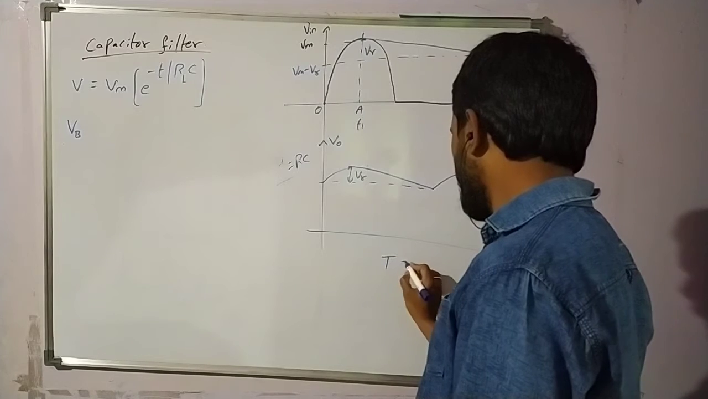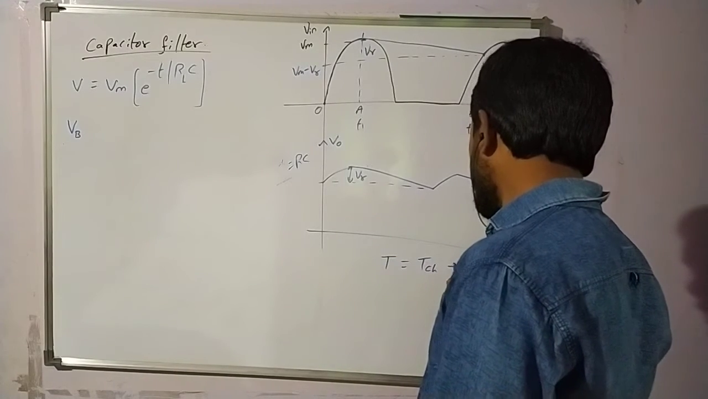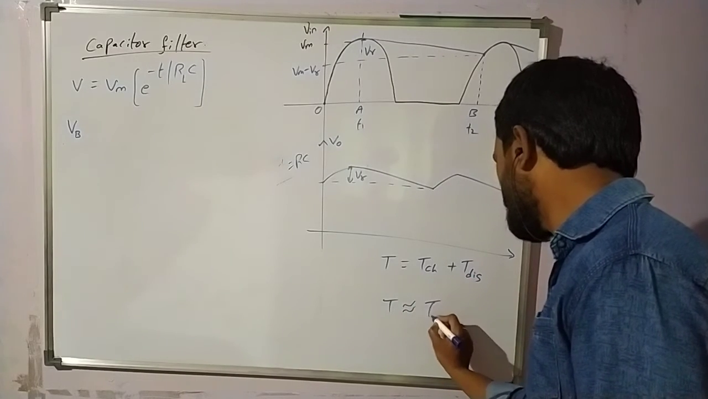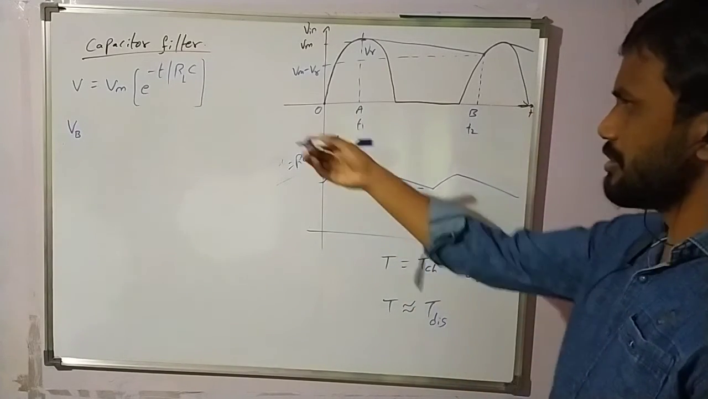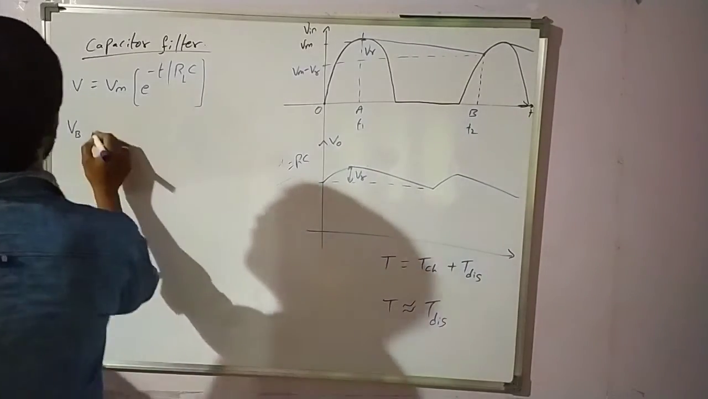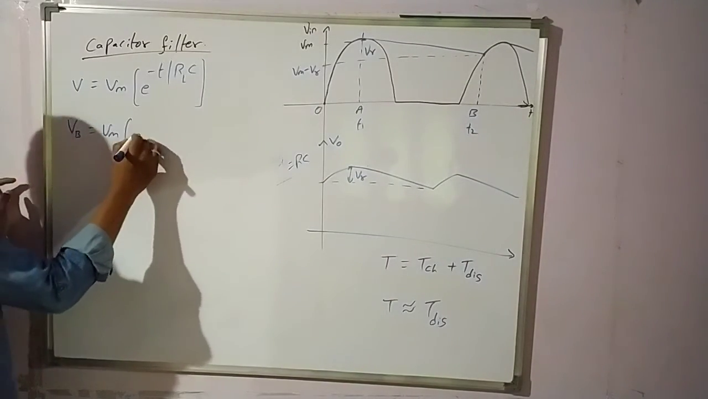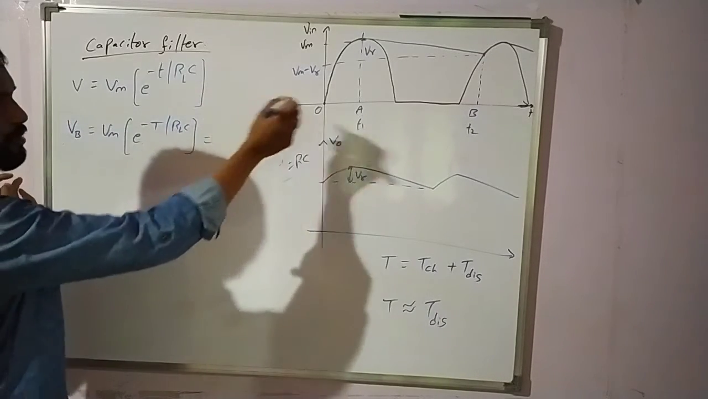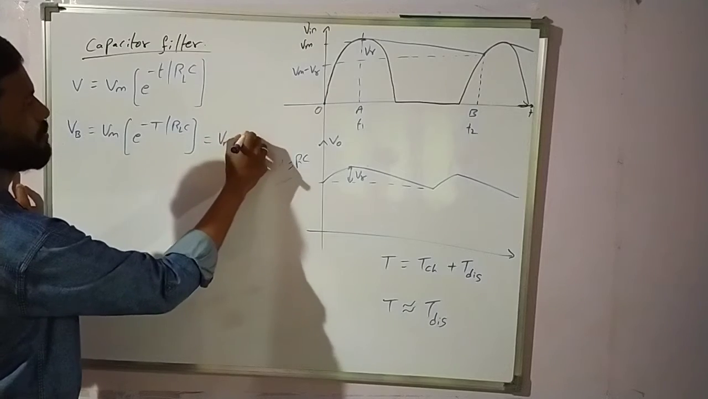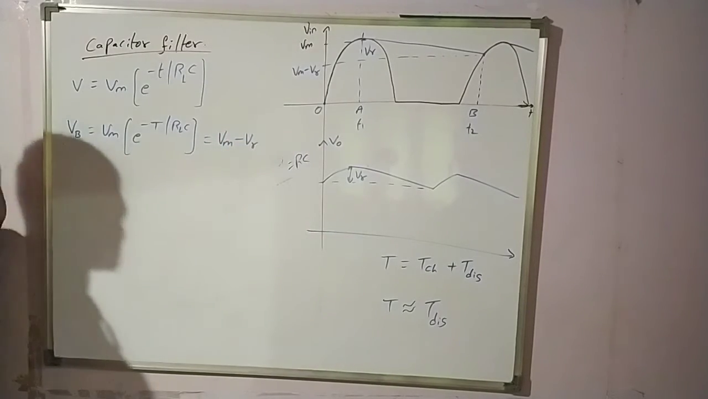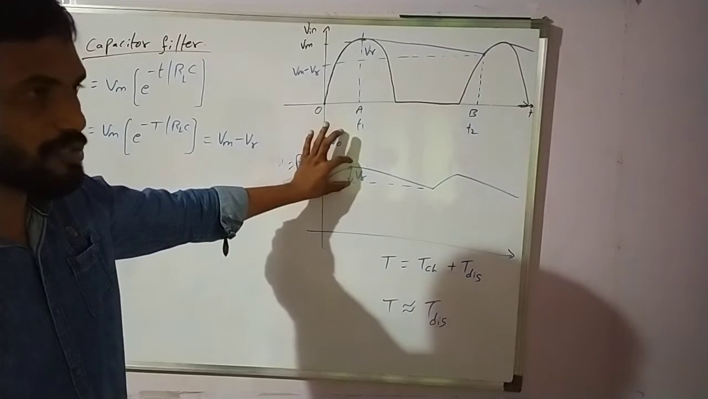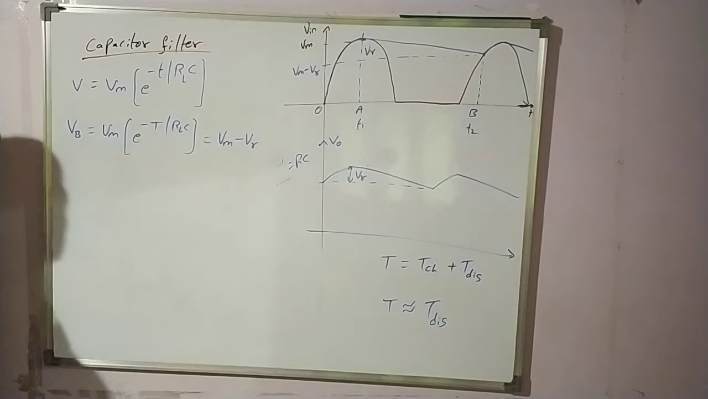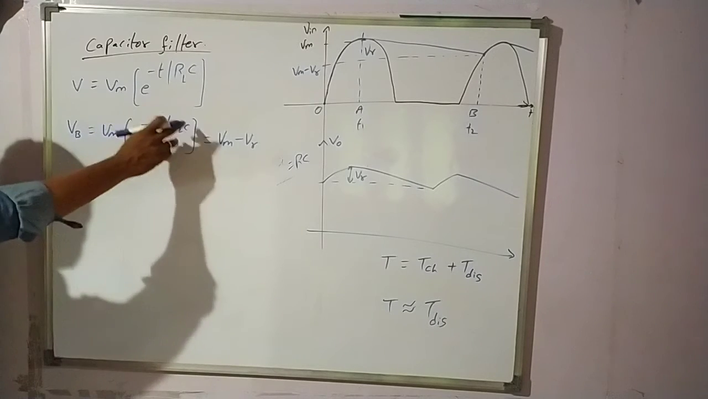So the total time period is the time period of charging plus the time period of discharging. I can say approximately this time period is equal to the discharging time period. So I can say Vp is equal to Vm into e power minus T by RL into C. What is the voltage at that point? I know that this is Vm minus VR. VR is the peak to peak voltage of my final output. So Vm minus VR equals Vm into e power minus T by RC.